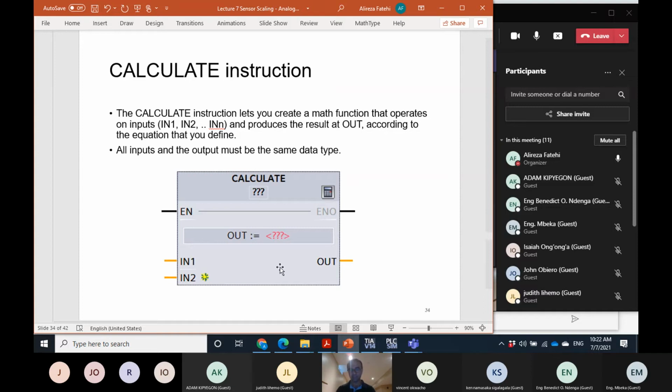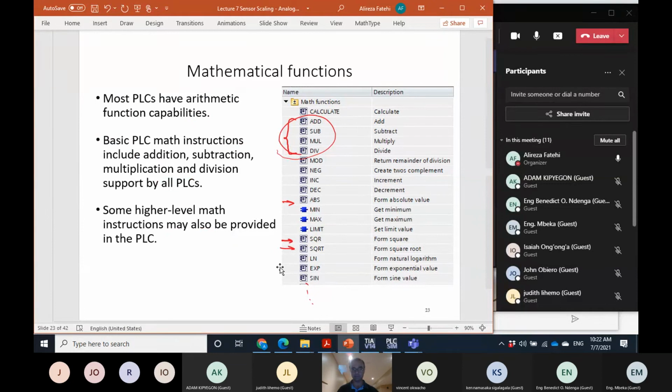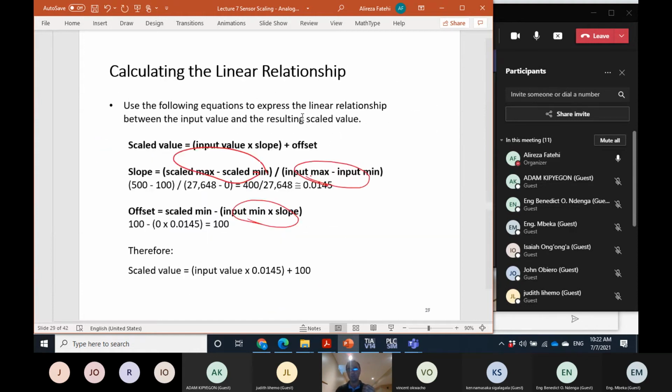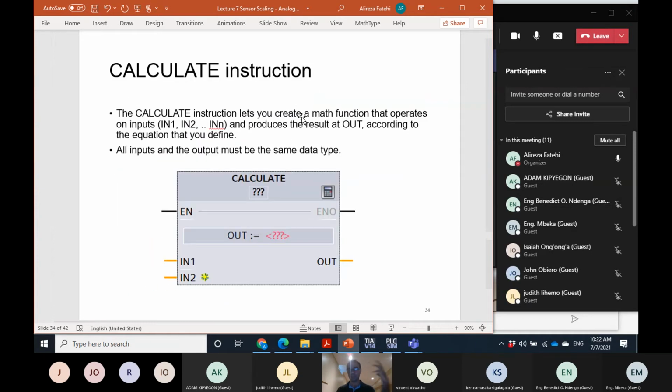The calculate instruction is also available in the instructions. Let me go back to show you where that is. We'll open this, it is here. This is the calculate. Okay, so under the math functions, the first instruction is calculate. We used these four for that example, but this time I'm going to do the scaling with calculate. This calculate is a special function that you can use to implement a more complex formula all at the same time, all together, not part by part.